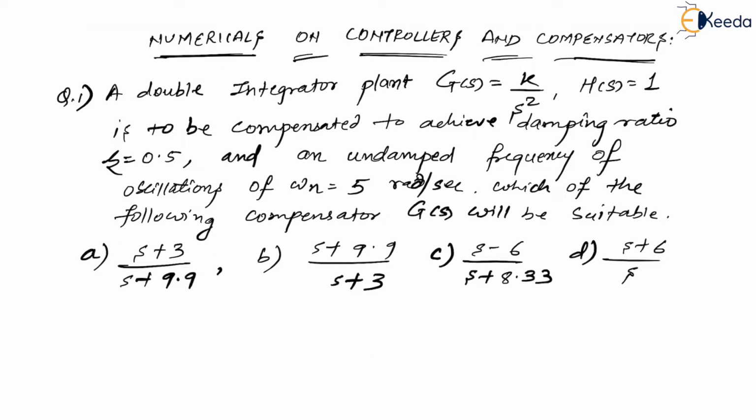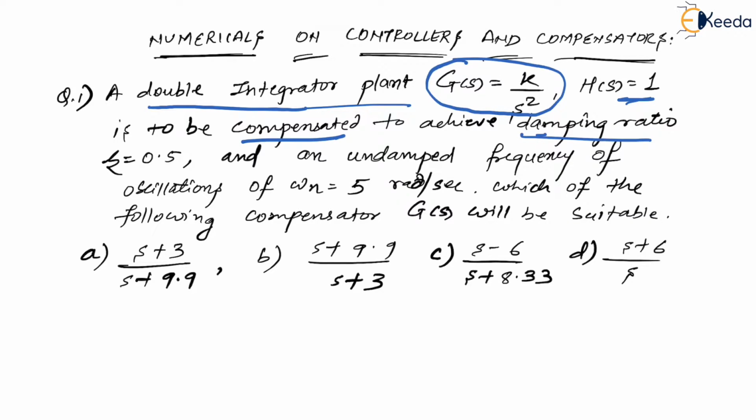Yes, so if you see here, what is happening? A double integrator plant, none of our business. What is the plant? G of s equal to k upon s squared. H of s is given as 1, and it is to be compensated to achieve the damping ratio of zeta equal to 0.5 and an undamped frequency of oscillations of omega n equal to 5. Which of the following compensator G of s is suitable? Now see here, what I am asking you is, let us see.